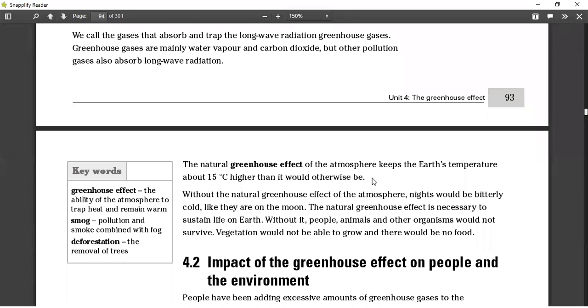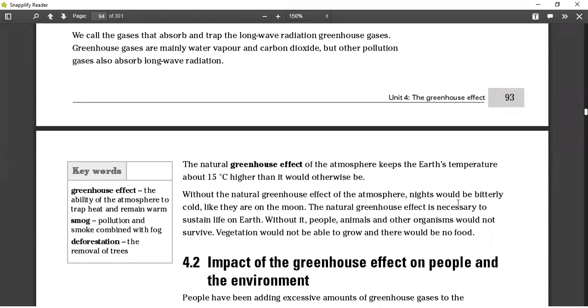I think everybody has noticed that 15 degrees Celsius is quite a low temperature. So we need these gases to keep our atmosphere warm so that we can survive and our plants can grow, right? Without the natural greenhouse effect of the atmosphere, nights would be bitterly cold, like they are on the moon. Okay, there's no gases around the moon, which means that all the heat that is accumulated by the moon is released as the sun moves away.